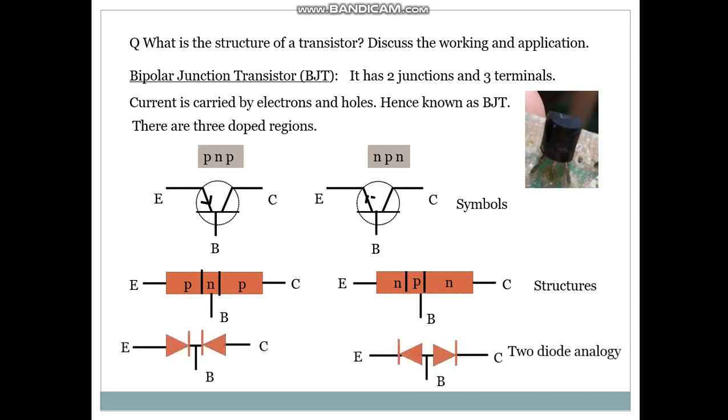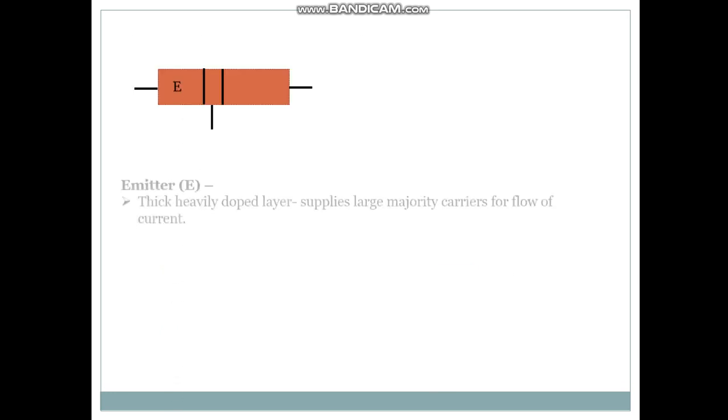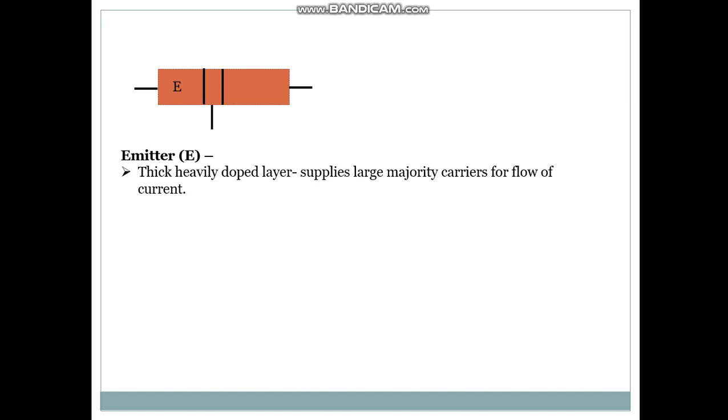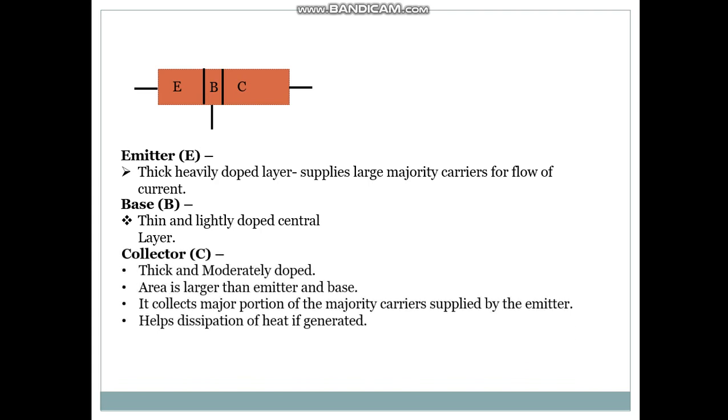In the 2 diode analogy, this is presented. Now, the emitter is a thick, heavily doped layer. It supplies a large majority of carriers for flow of current. The base is a thin and lightly doped central layer. The collector is thick and moderately doped. Its area is larger than the emitter and base. It collects a major portion of the majority carriers supplied by the emitter, and helps dissipation of energy, heat energy if generated.